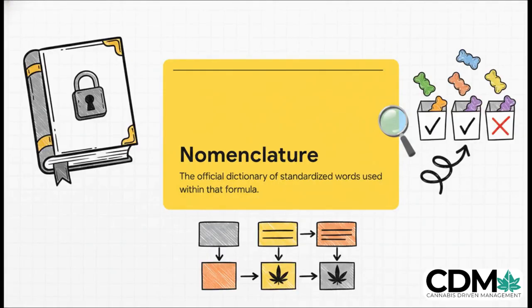So if the naming convention is the grammar, the structure of the sentence, then the nomenclature is the official dictionary. It is a controlled, standardized list of words that everybody in the company has to use.